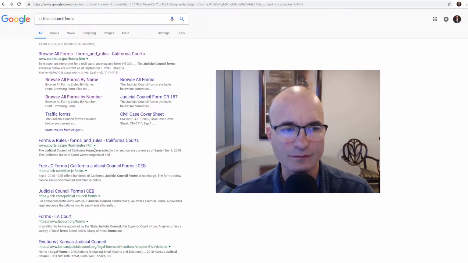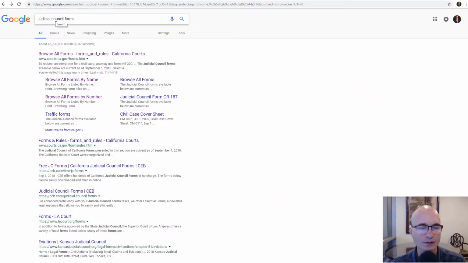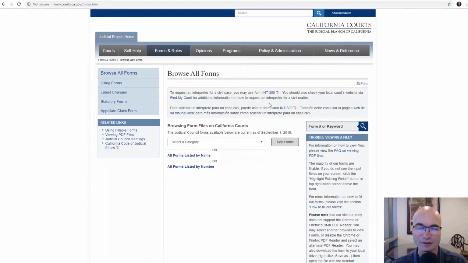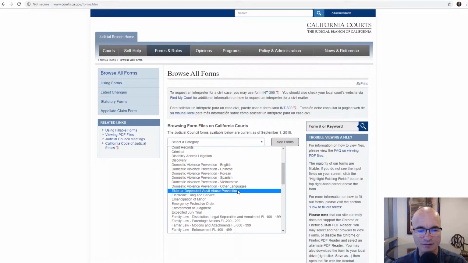So let's start off by going to the Judicial Council forms, and I just put that search term into Google, and I can pull up the court's website that has all of the Judicial Council forms. There are paid services where you can find these forms, but I like to go in this way so that you can see that you can get these forms for free. You don't have to pay for these.